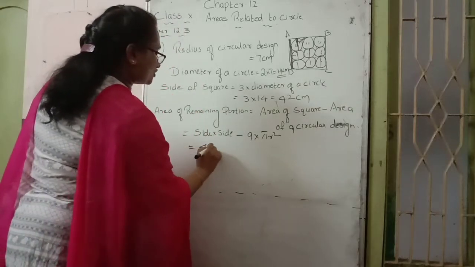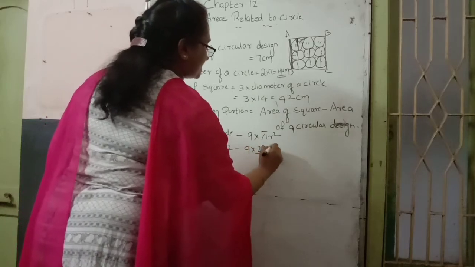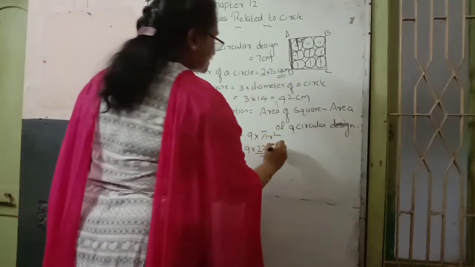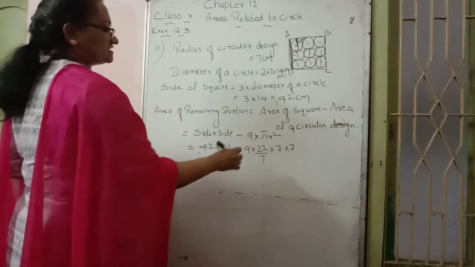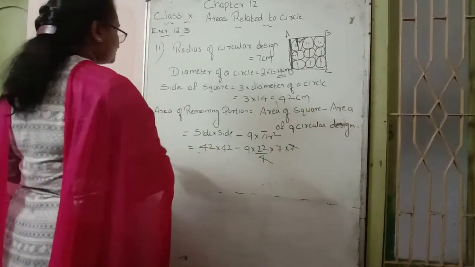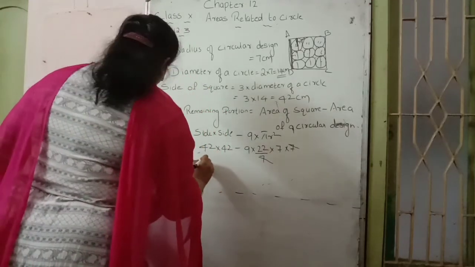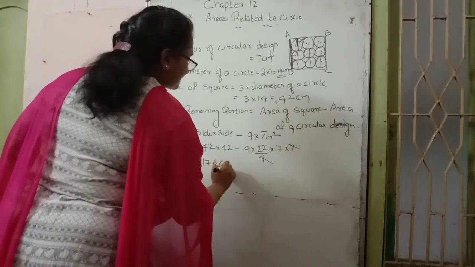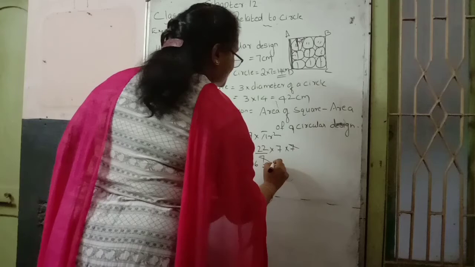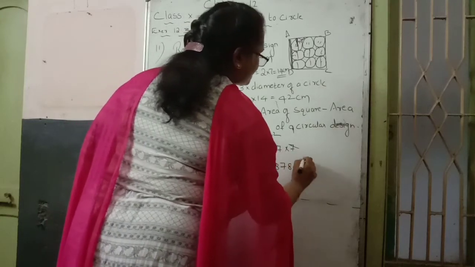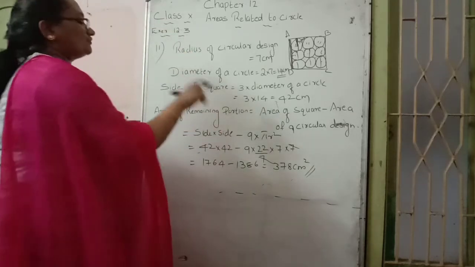Side into side means 42 into 42, minus 9 into pi, place 22 by 7. Radius of circle is how much? 7. How many are there? 7 sevens are 2 times, r square is 7 and 7 cancel. That part calculation, how much is getting there? 42 into 42 becomes 1764 directly, minus this part multiplied, 1386 coming in. So the final answer, subtracting, is 378 centimeter square, which is the area of the remaining portion.